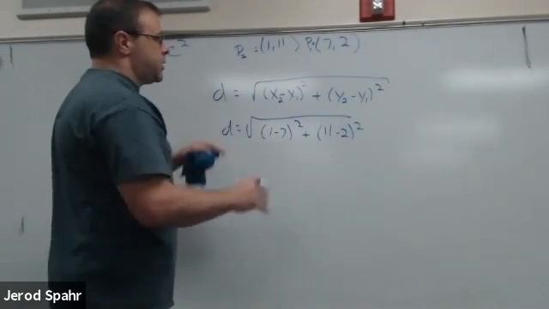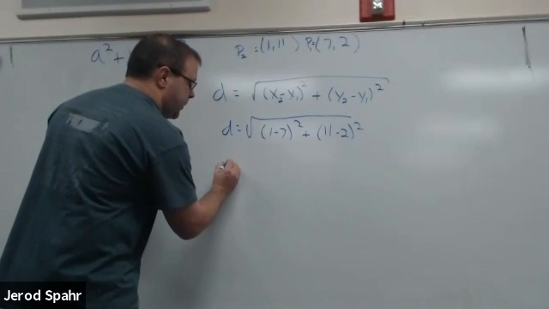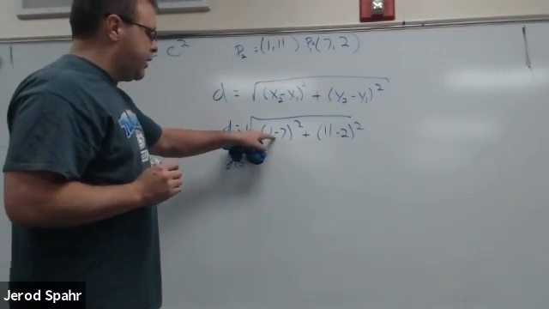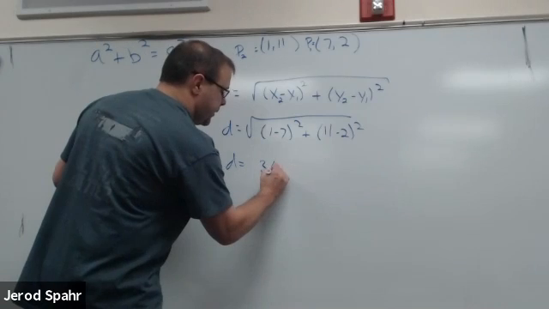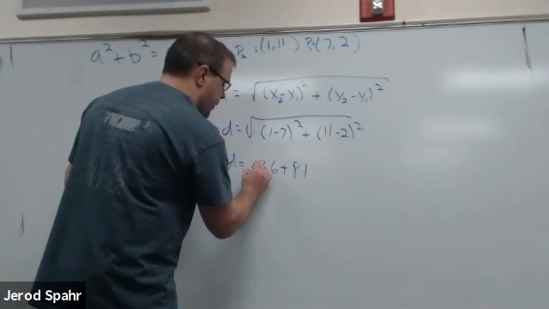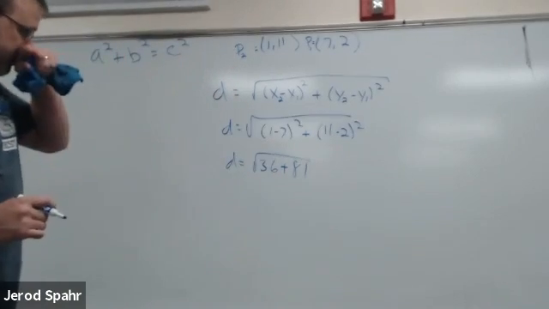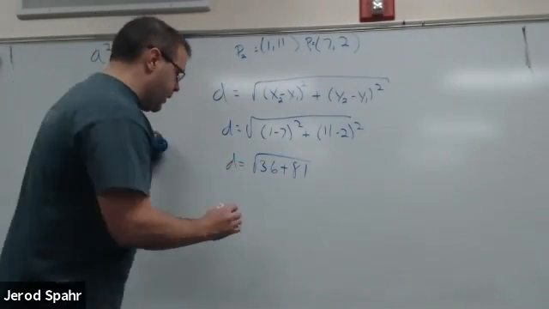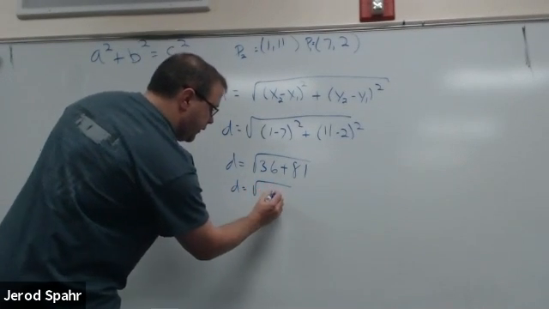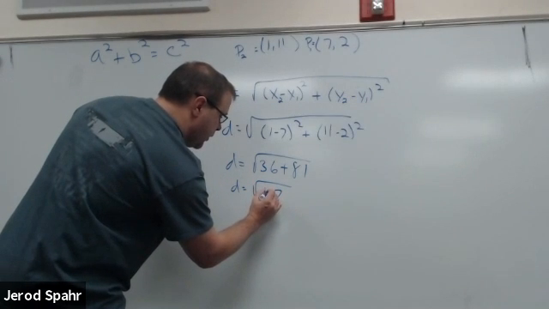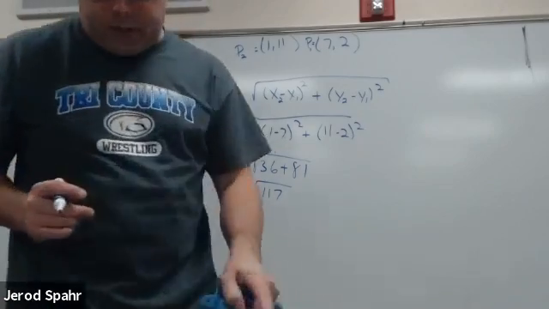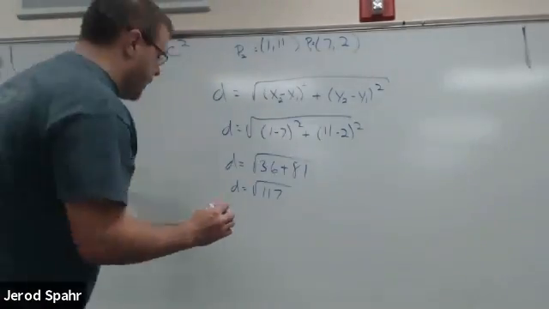Okay, double check, make sure we did it all right. So d equals, we end up with -6 here. -6 squared is going to be 36. Plus, this one here is going to be 9, so 81. Doing the square root there, d equals the square root of 117. Square root of 117 is 10.8.